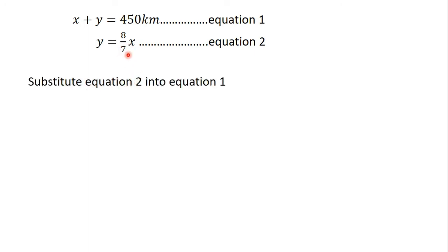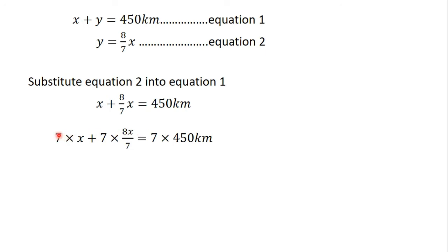We are going to substitute equation 2 into equation 1. And we will have x plus y, which is 8 divided by 7x, is equal to 450 kilometers. Let's multiply through this equation by 7. So we have 7 times x plus 7 times 8x divided by 7 is equal to 7 times 450 kilometers. We multiply through by 7 to remove the fraction. We learnt this under linear equations.